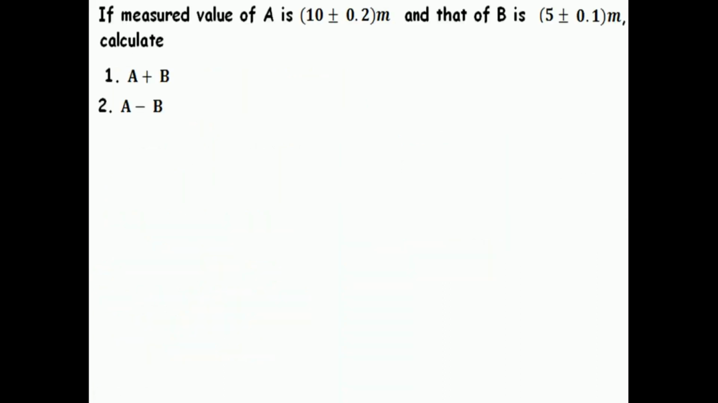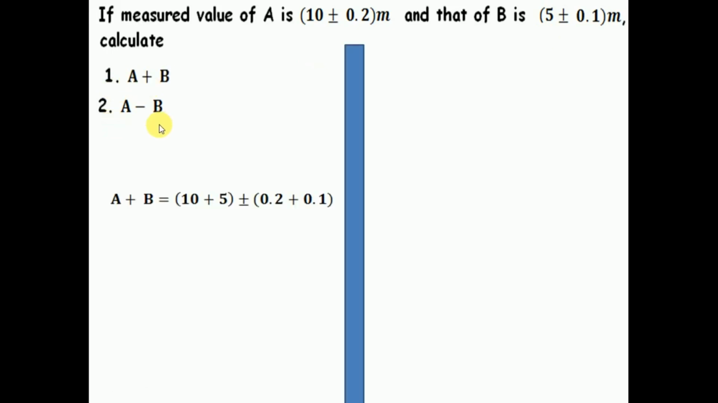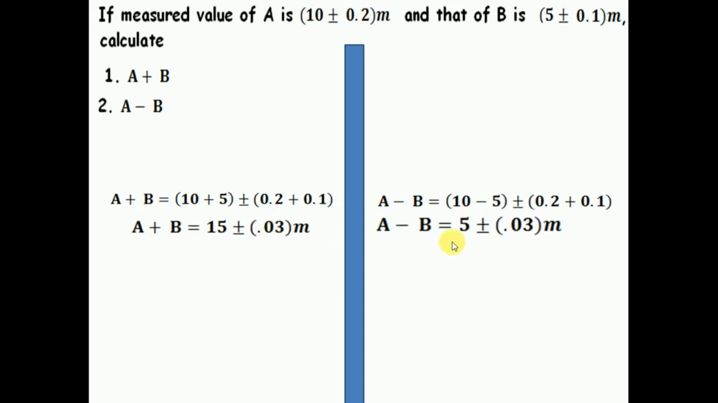Now let's solve one question. Here, the measured value of A is 10 plus minus 0.2 meter and the measured value of B is 5 plus minus 0.1 meter. We have to calculate A plus B and A minus B with error. So A plus B is 10 plus 5 and the error also gets added up, so I have to add 0.2 and 0.1. And here, I have to subtract the values of A and B, but the errors I have to add because in subtraction also the error gets added up. So here it is 15 plus minus 0.3 meter and here it is 5 plus minus 0.3 meter. So this is how we solve the problem in error propagation. In both addition and subtraction, the error gets added.